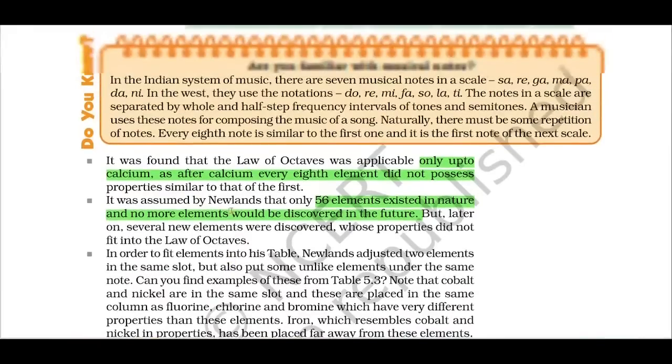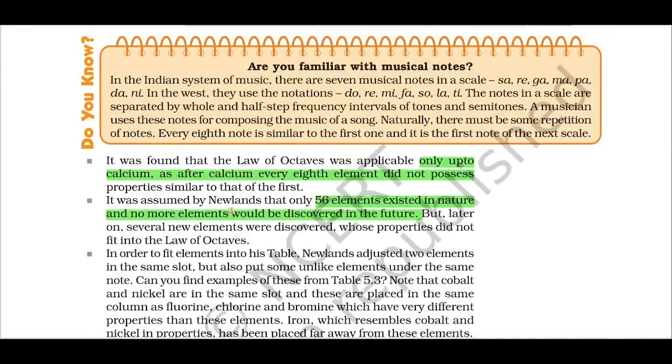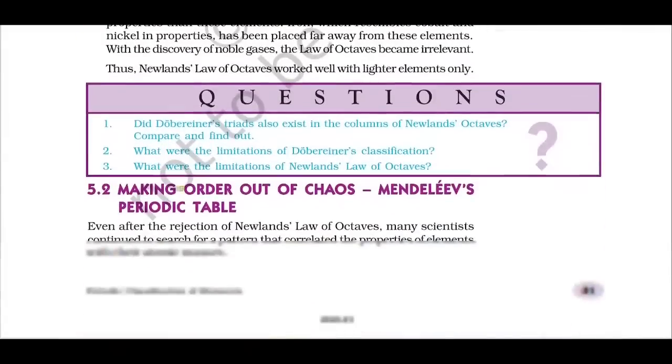Understood? Newland's law of octaves states that the elements are arranged in the increasing order of their atomic mass, and the 8th element has properties similar to that of the first. The limitations were that this law was applicable only up to calcium, he assumed that only 56 elements existed in nature, and he adjusted 2 elements in the same slot. These are the limitations of Newland's law of octaves.